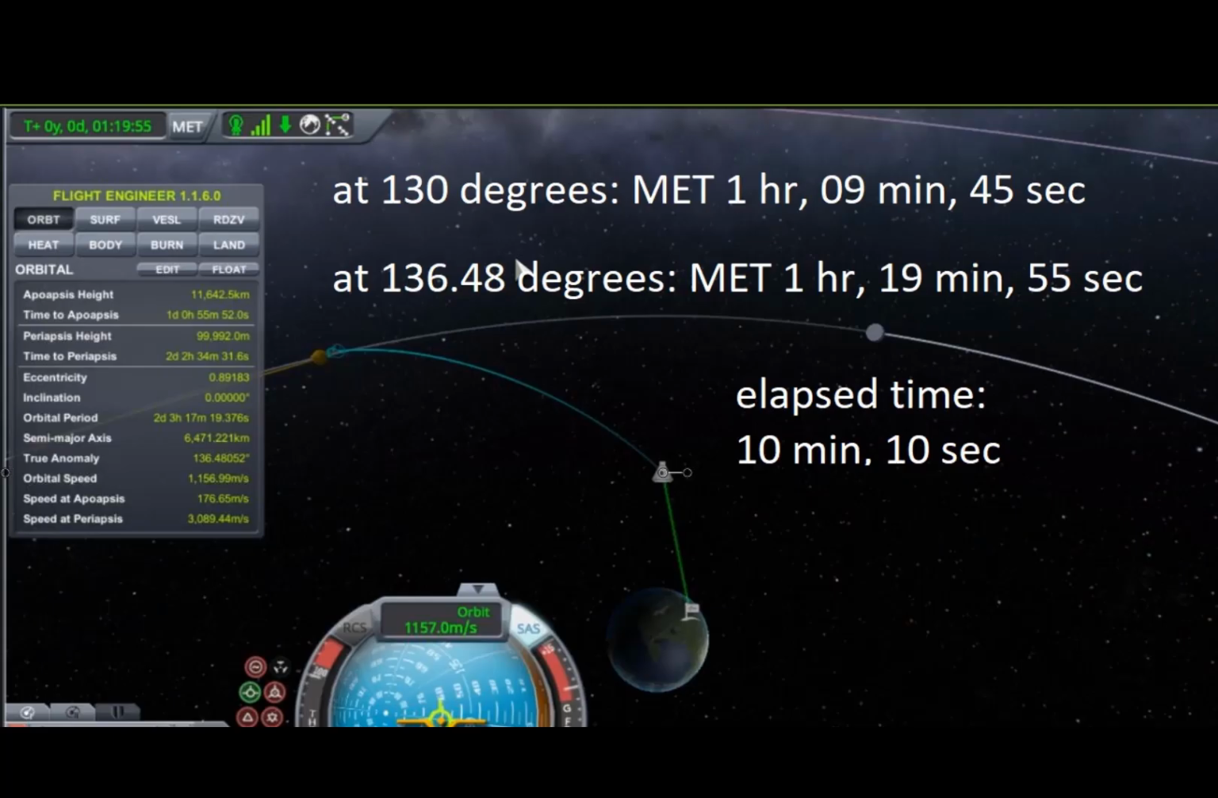And there it is. We have confirmed. At 130 degrees true anomaly, mission elapsed time was 1 hour, 9 minutes, 45 seconds. And at 136.48 degrees true anomaly, mission elapsed time is 1 hour, 19 minutes, 55 seconds. And that is a total elapsed time of 10 minutes, 10 seconds for that particular change in the true anomaly. So that's it. Kerbal Space Program very accurately models Kepler's second law of planetary motion.